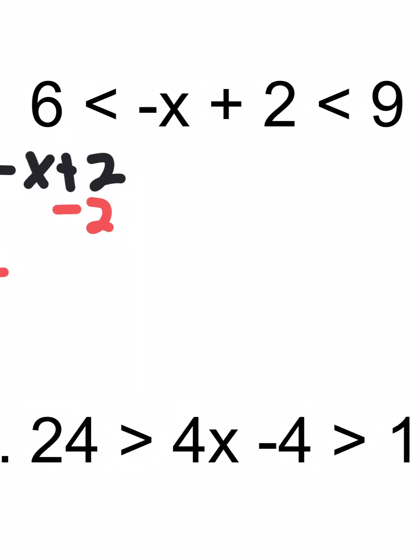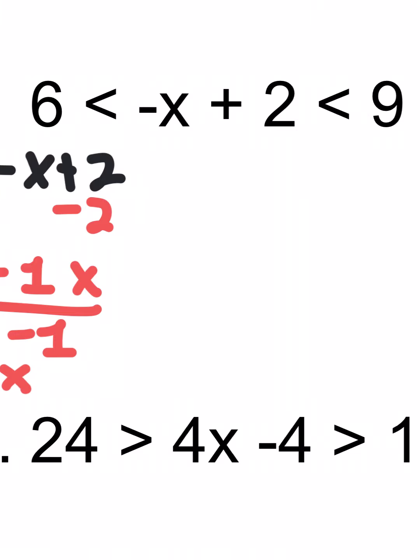To get rid of this negative sign, what I'm really doing is imagining that there's a negative 1 sitting in front of the x, and to get rid of it, therefore, I'm going to divide both sides by negative 1. But what I have to remember is that when I divide by negative 1, I've got to flip the sign. So now it's negative 4 is greater than positive x.